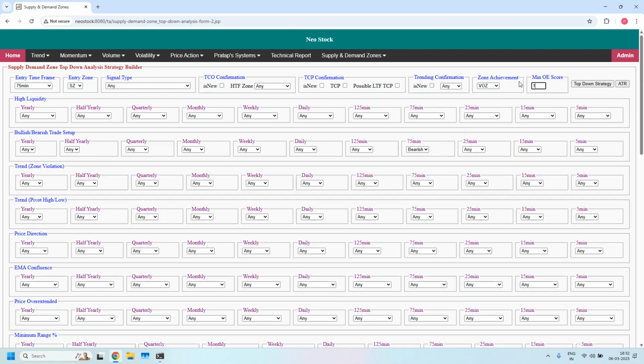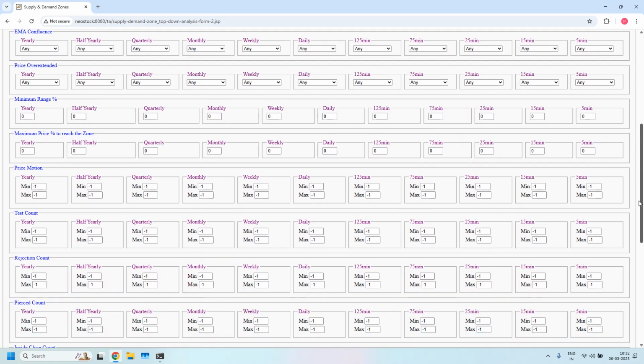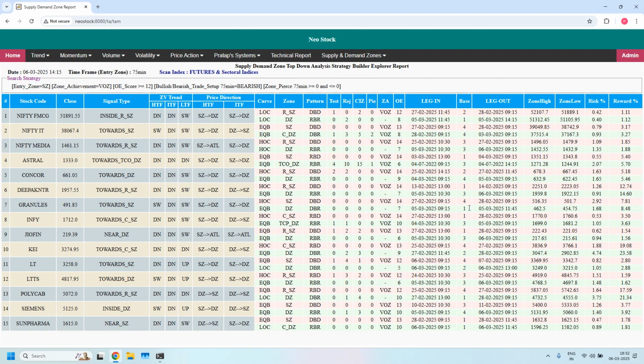Minimum odd enhancer score 12. And the 75 minute supply zone should not be pierced. So in the pierced count, at 75 minutes time frame, I am setting minimum value 0, maximum value 0. With these filters, we got 15 stocks.